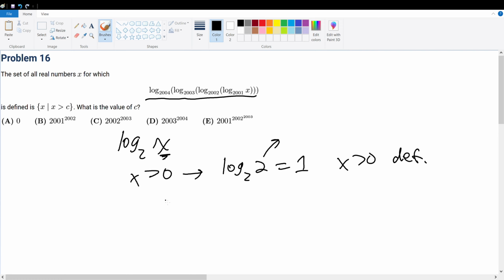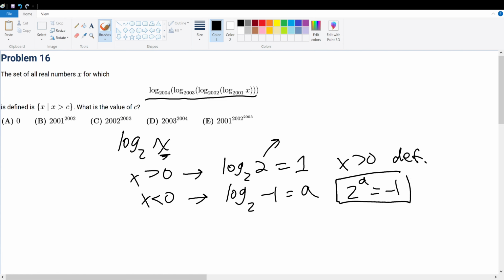But what about quantities that are less than 0, right? That should naturally be your second intuition. Well, let's give a simple example of log base 2 of negative 1. And by definition, if I set this to be equal to a, 2 to the a must equal negative 1. And can you think of a number a such that this is defined?